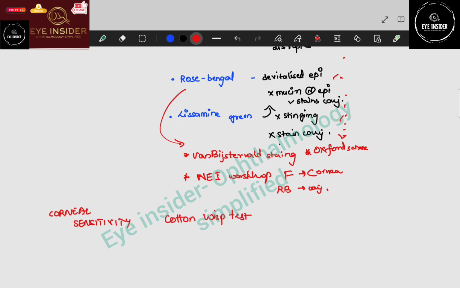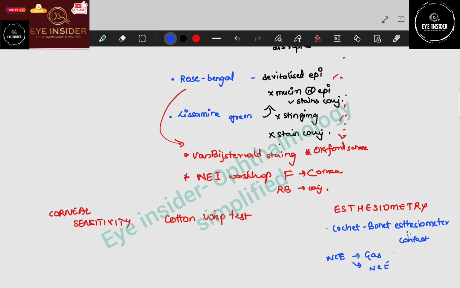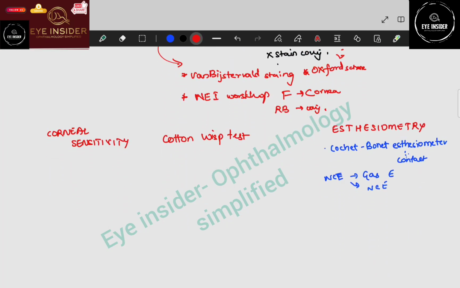Next, coming to the measurement of corneal sensitivity. Traditionally, we routinely perform it with the help of the cotton wisp test, and the recent advances include esthesiometry. So we have the Cochet-Bonnet esthesiometer, and the other latest ones are also there. This is a contact esthesiometer. Then we have the non-contact ones, that is the gas esthesiometer and non-contact esthesiometer, which measure the corneal sensitivity.